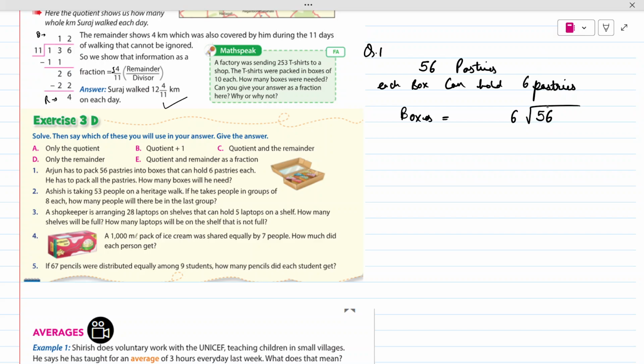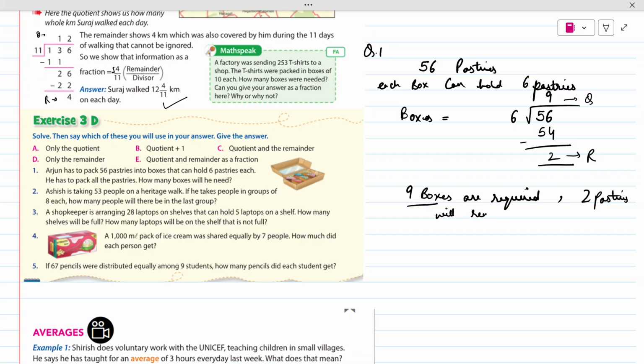So if you divide, we will get 9 here and 54 here. And 6 minus 4 will give us 2. So in this particular question, 9 is the quotient, 2 is the remainder. So 9 boxes are required. And when we are packing them into 9 boxes, 2 pastries will remain unpacked.